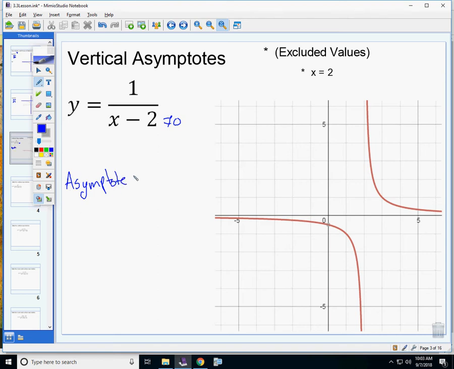So instead of writing asymptote every time, you can just write VA for vertical asymptote, and that's where x equals 2. That'd be a line going down. From the graph we can see that y doesn't equal 0. So that would be another asymptote. It's called the horizontal asymptote, and we'll talk later about how to find those.